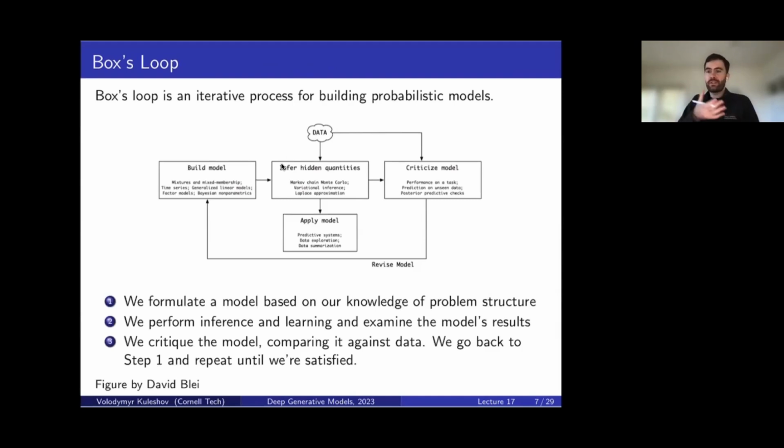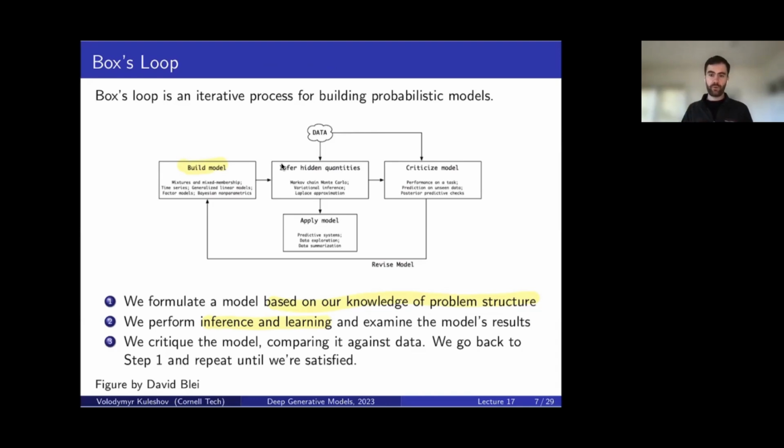So in particular, let's say that we want to solve some kind of problem. We start by building a model. So we formulate a model based on our knowledge of the problem structure. Then depending on the model family that we have defined, we choose some inference and learning algorithms for this problem. And often these are general techniques which can apply to most models that we have defined. So these techniques can be something like variational inference or Markov chain Monte Carlo.